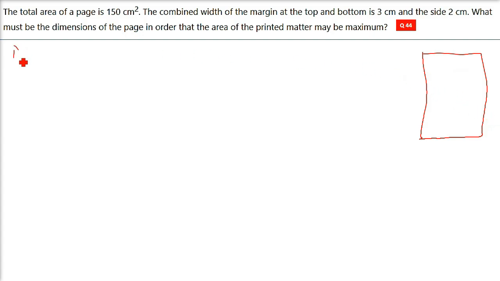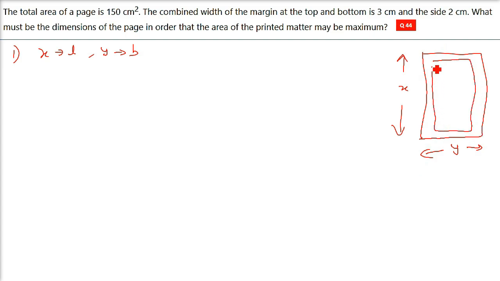The first thing we are going to do is take x as the length, y as the breadth. So this is the x length and this one is y, which is breadth. You can take any of it. You can take x also in the place of y. It's up to you. And now I'm making an area where actually the content will be written or printed. So the other part will be only blank. This is the printed area.